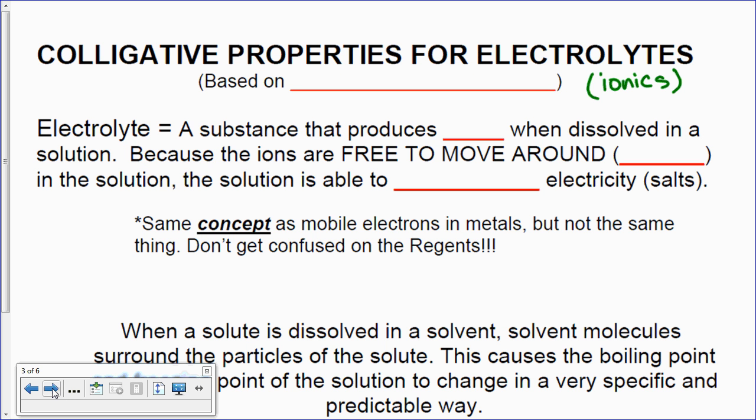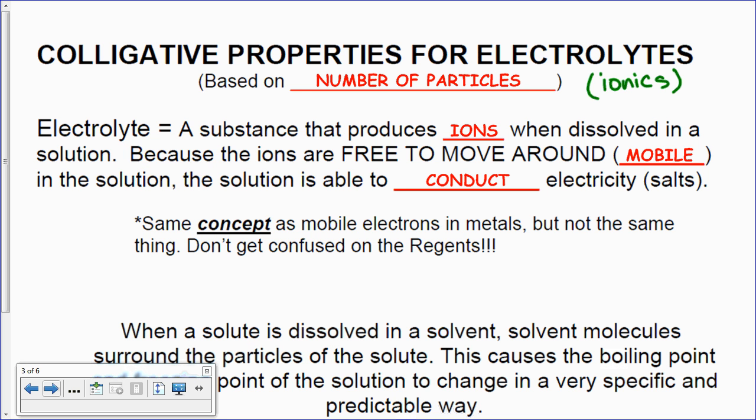Let's get into a little details here. Colligative properties for electrolytes. When I say electrolytes, I mean an ionic compound. So these are based on the number of particles that are present in a particular ionic compound. Now, an electrolyte is a substance that produces ions when dissolved in a solution. Because those ions are free to move around, they're mobile. And as a result, the solution is able to conduct electricity.